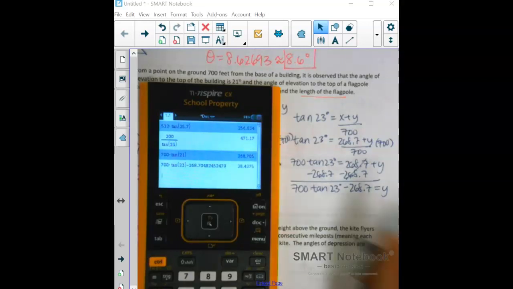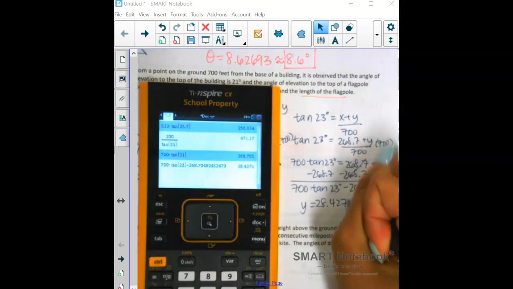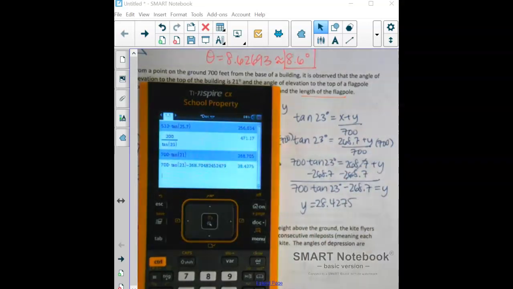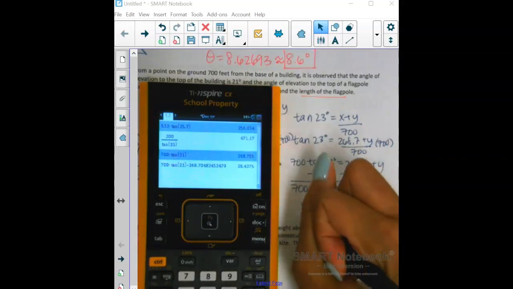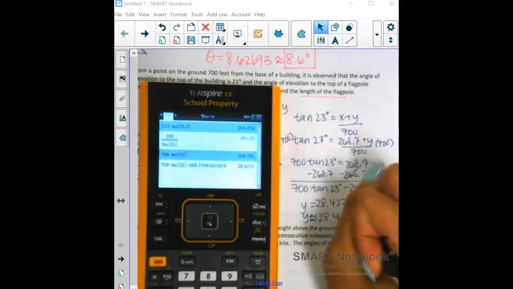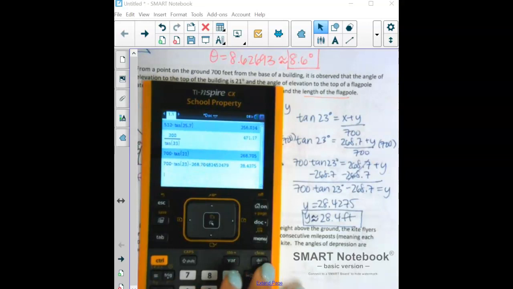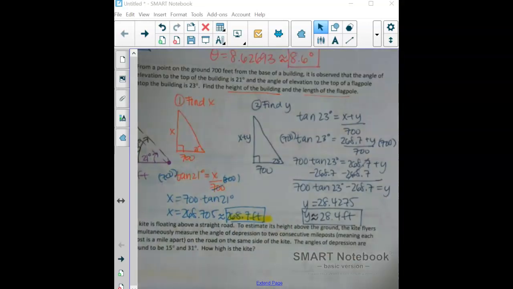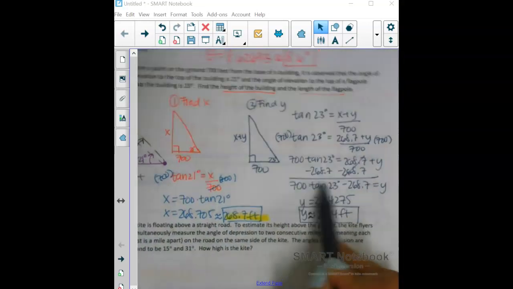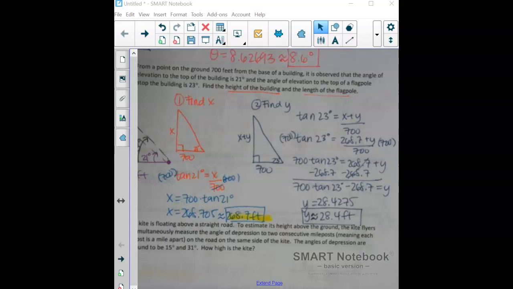So it looks like y is going to equal 28.4275. What is that y value again? What is it representative of? The flagpole's height. So y is going to be approximately 28.4 feet. Make sure you put the feet with it. You could definitely compute as you go, so plug in the 700 times the tangent first and then subtract at the end, but I just like doing it all at once. It's up to you guys, though.